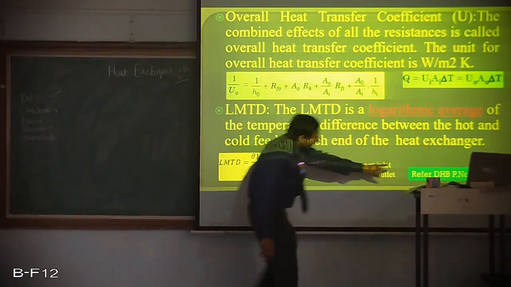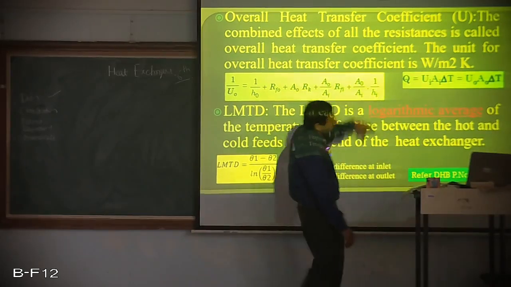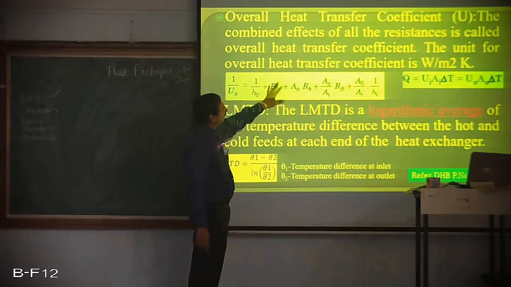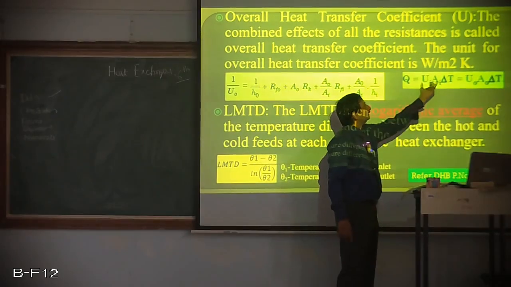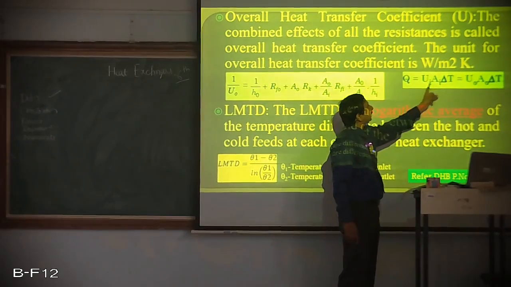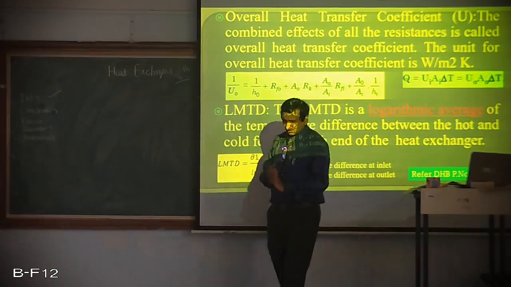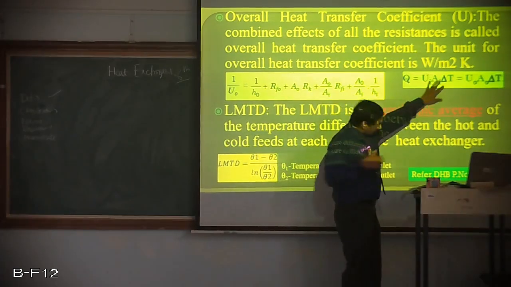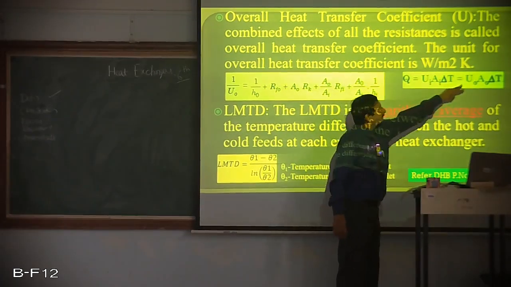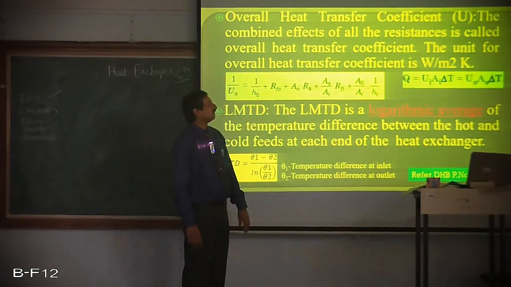You can please refer to page numbers 151, 155, 156 for all these equations. Now the question comes, sir, what is this one? As I told, if it is based on the inner surface area, it is U_i A_i into delta T. Delta T is not just delta T, but rather we will say the logarithmic mean temperature difference. I am coming to that after a few minutes. Then this is nothing but the one based on the outer surface area.